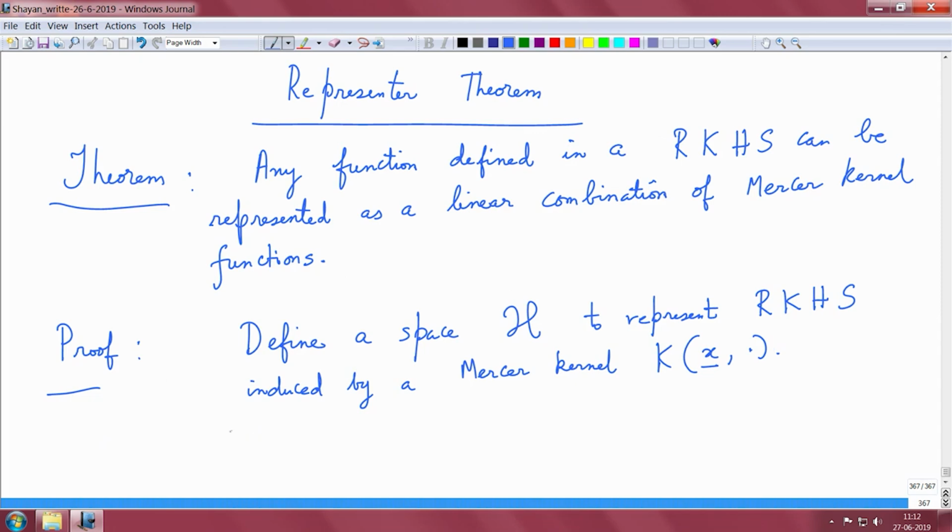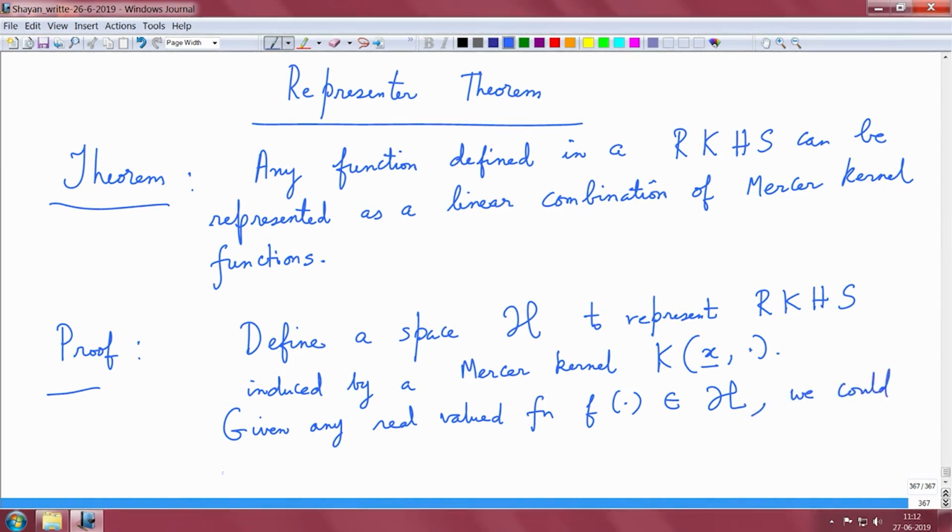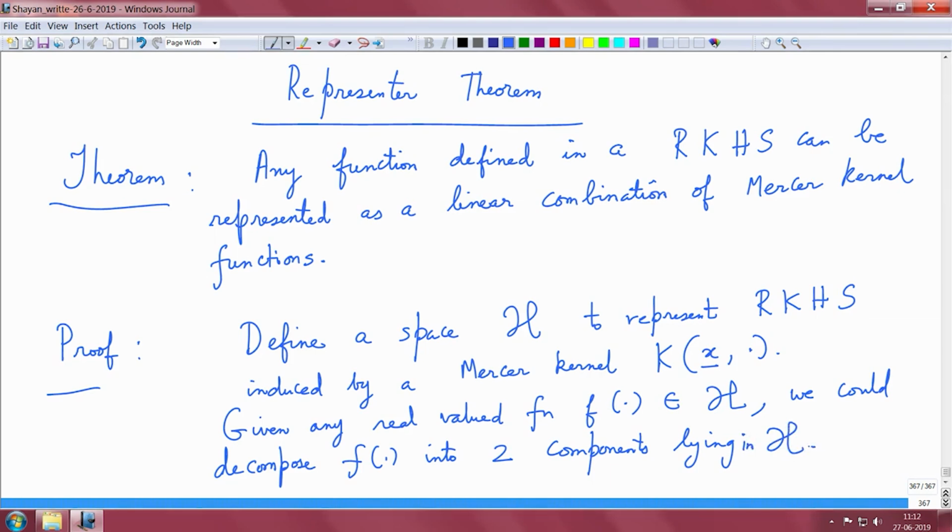Now, the salient idea is, given any real valued function f belonging to this space script H, which is representing the reproducing kernel Hilbert space, we could decompose f into two components lying within this space H, and these are orthogonal components.